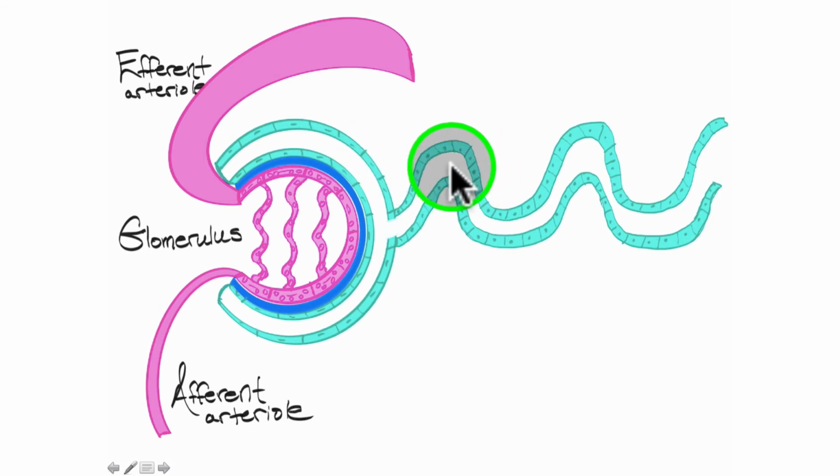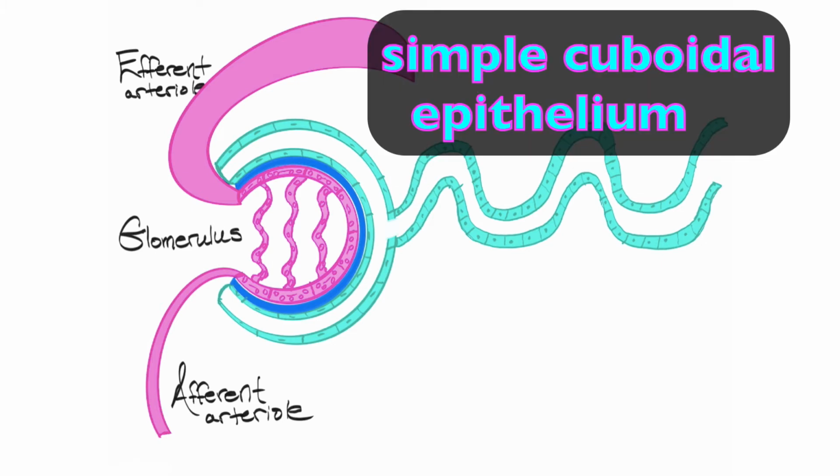The great majority of the nephron from the proximal convoluted tubule all the way down to the collecting duct is composed or lined with simple cuboidal epithelial tissue. So in white here would be the lumen.